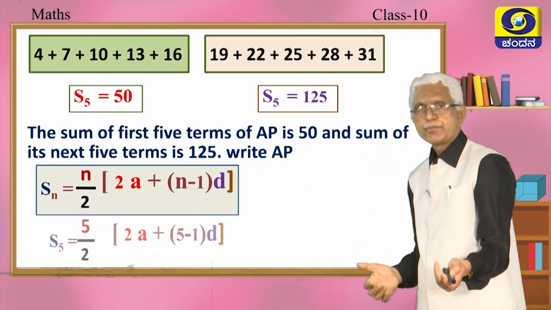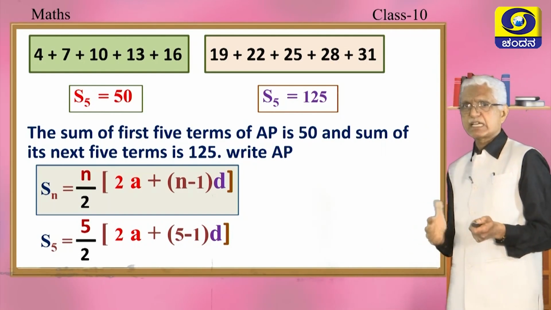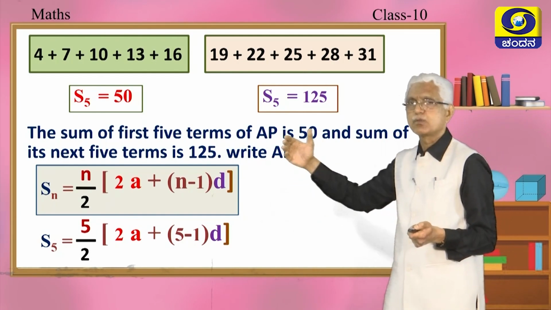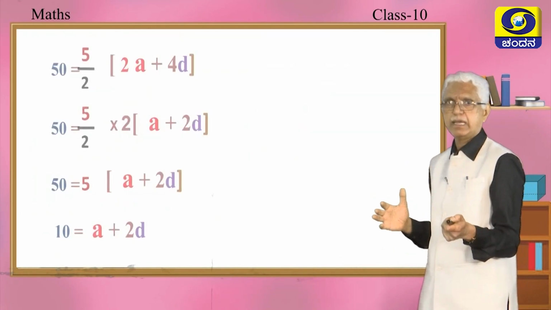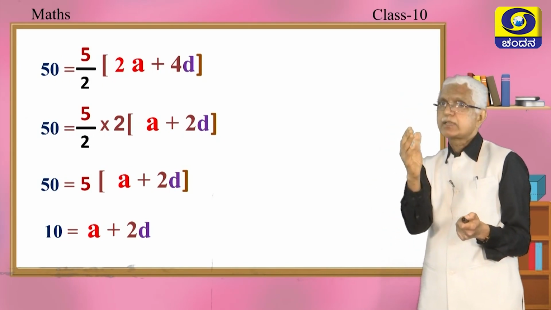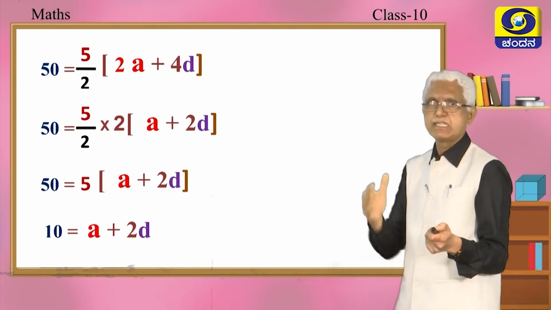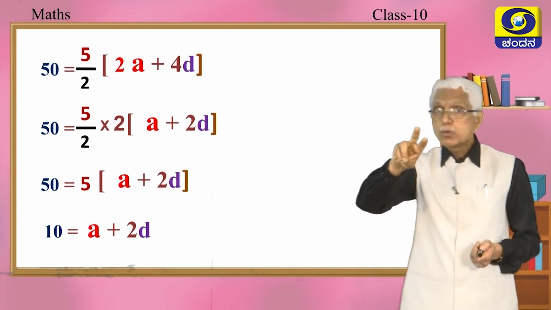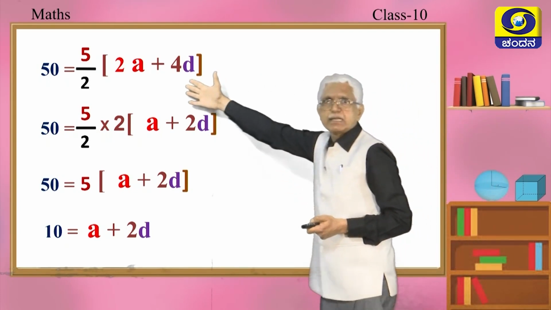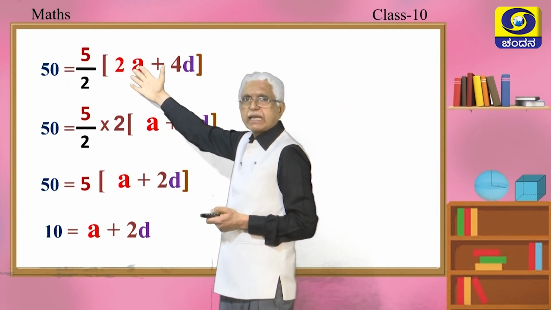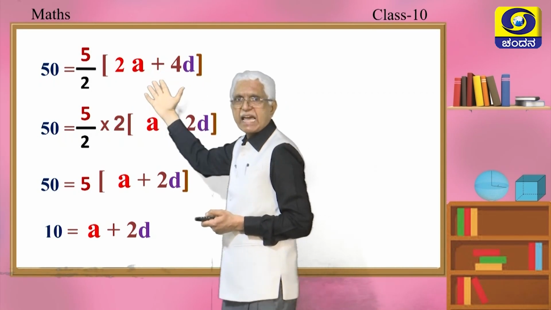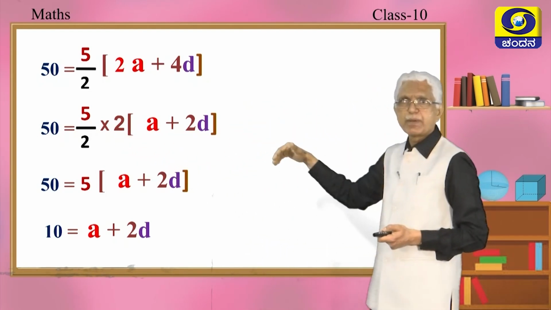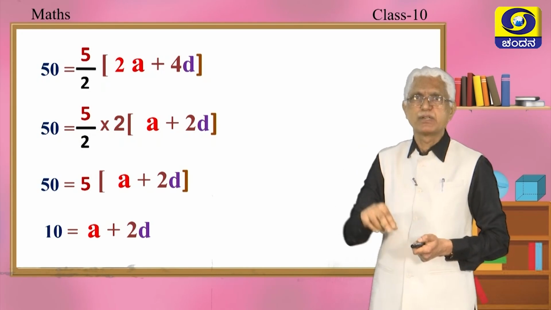Sum of the first 5 terms, S5 is equal to 5 by 2 into 2A plus 5 minus 1 into D, correct? Very good. First 5 terms sum was given to be 50. 50 is equal to 5 by 2 into 2A plus 4D. 2A plus 4D you have right here, my dear children. Can I remove 2 as common factor? I can. That is what I have done here. 2 is removed as common factor. So, 5 by 2 into 2 into A plus 2D.